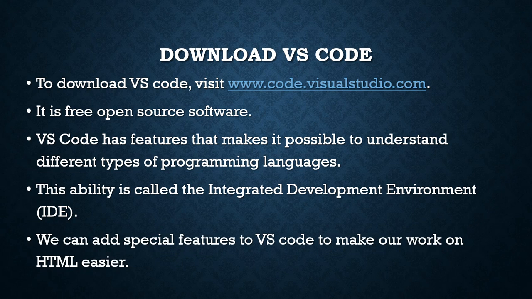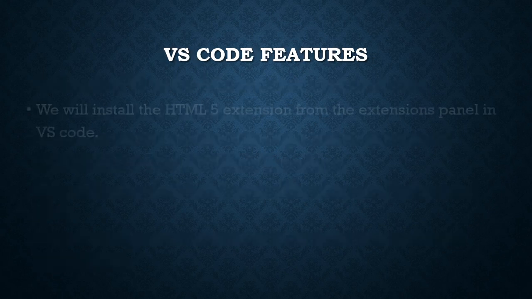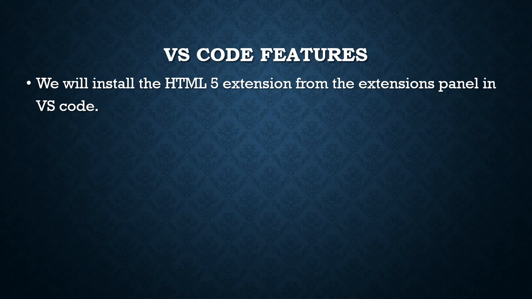To empower this IDE, we will install an extension of the language that we want to use. So if it is Java that we want to use, we will install the Java extension. If it is HTML, we will install the HTML extension. This will power and add more features to the text editor to make it easier for us to write our code. Now let's look at some VS Code features.